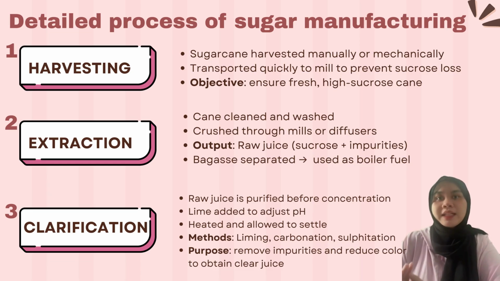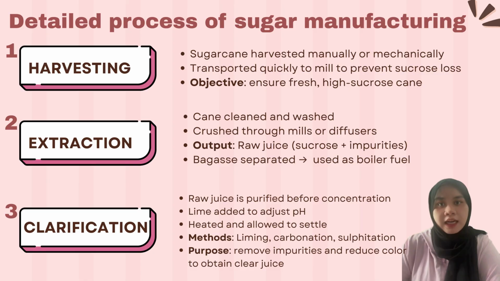Now, I will explain the detailed process of sugar manufacturing from sugarcane. For this slide, I'll focus on the first 3 steps, which are harvesting, extraction, and clarification. So, sugar production starts with harvesting the sugarcane. The cane can be harvested either manually or mechanically.